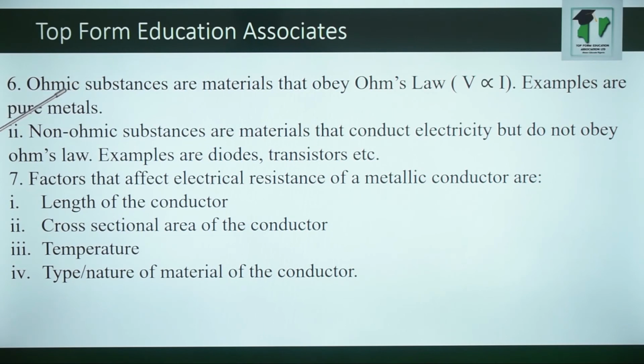Number 6, ohmic substances are materials that obey Ohm's law, meaning that the more the current, the more the potential difference. They obey Ohm's law. Examples, I have to give at least one example, are pure metals. Those are examples of ohmic substances.